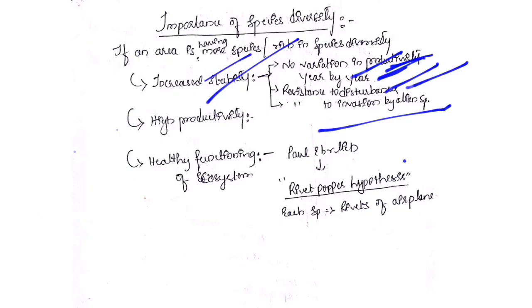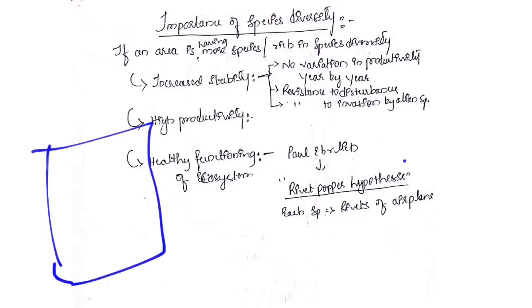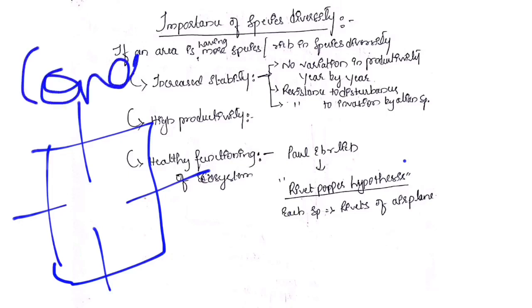Alien species are the species which have originated from elsewhere and occupy this habitat, and they start to destroy this habitat. Such species are called alien species. The best example I can give is the Congress plant. The scientific name is Parthenium. It is a weed. You might all have seen that Congress plant or Parthenium, which grows wildly within any habitat.